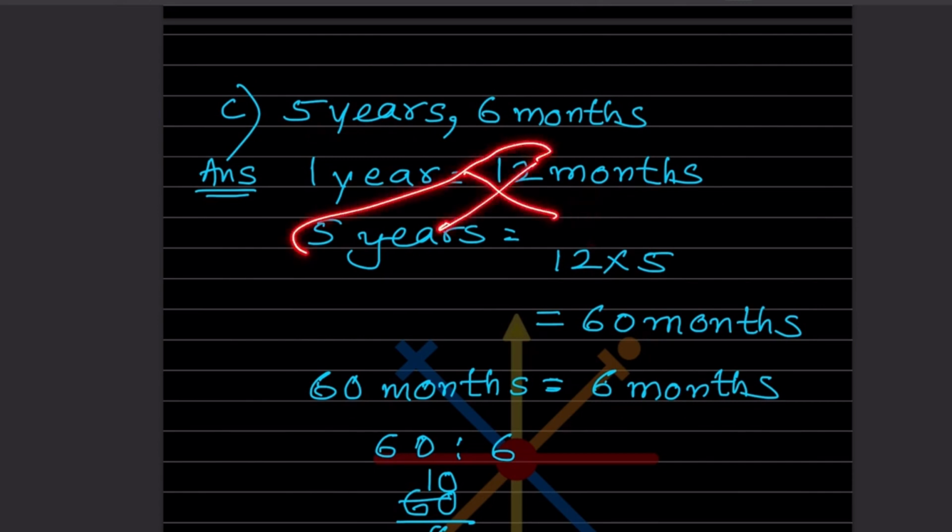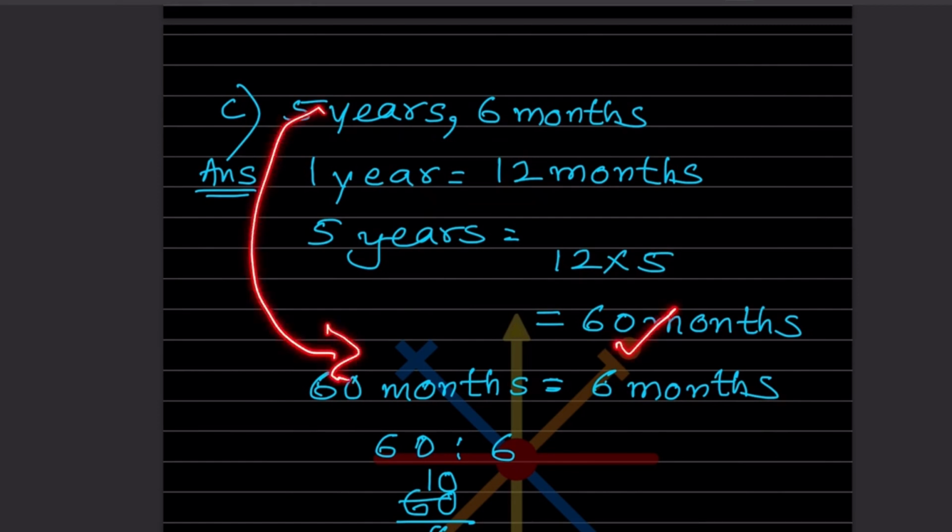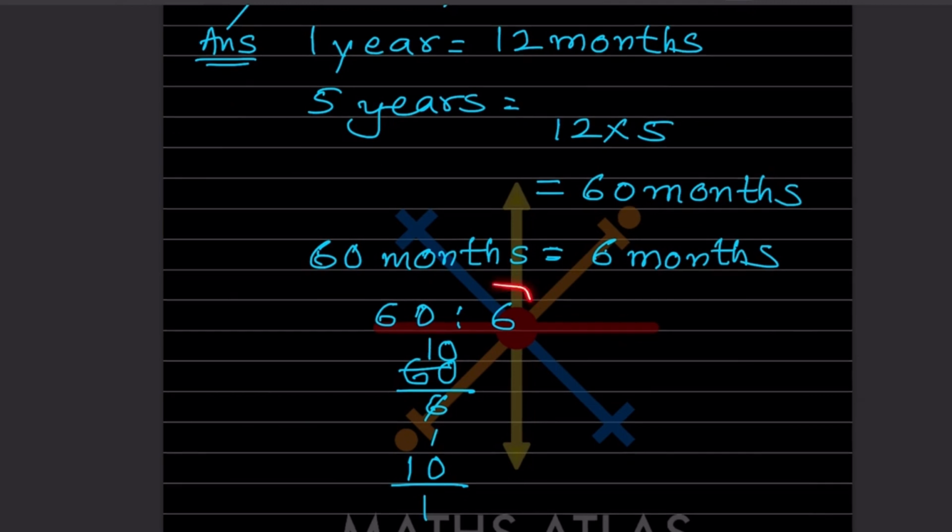Two numbers means 12 into 5. That is up, and this 1 will go in the denominator, but usually we don't write that 1. So 12 fives are 60 months. So in place of this we are going to put 60, and this 6 will be as it is. So that is 60 is to 6, and this you are going to divide. So it will be 60 by 6, which is nothing but 6 tens are 60, that is 10 is to 1.